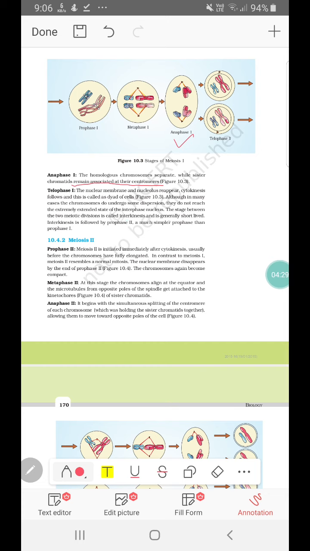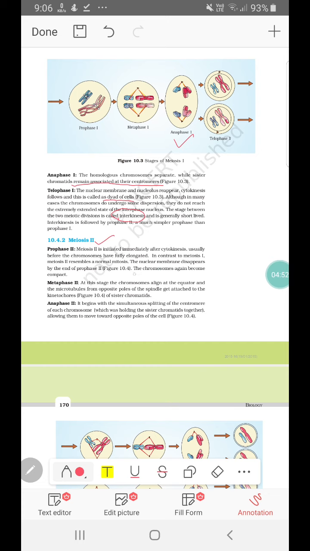Then in telophase 1, there will be nuclear division where you can say 2 cells are formed. So, it can be called a dyad of cells. Now, the stage between this nuclear division and the beginning of meiosis 2 is called interkinesis, which is followed by prophase 2 and it is a very short-lived stage.